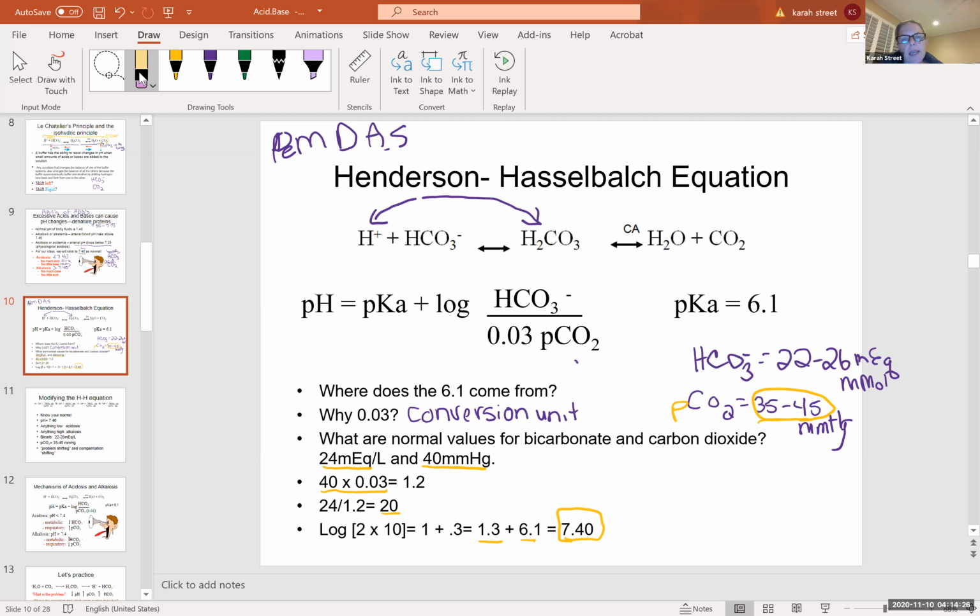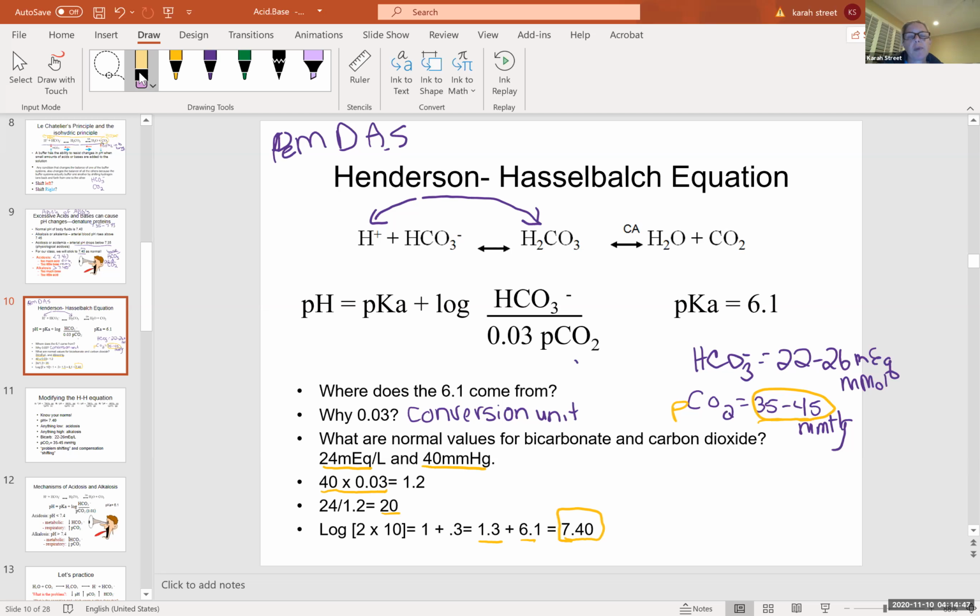Does pKa change? No. Good. Does 0.03 change? No. Does the log to the base 10 change? No.